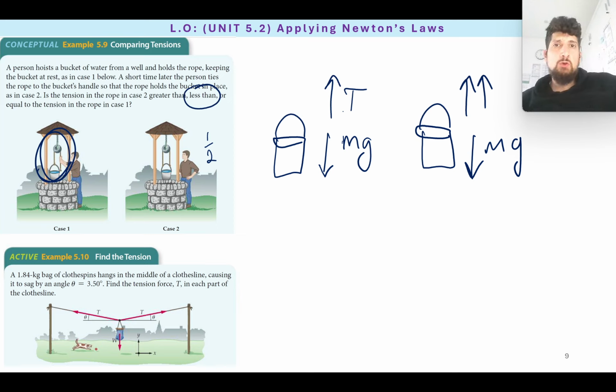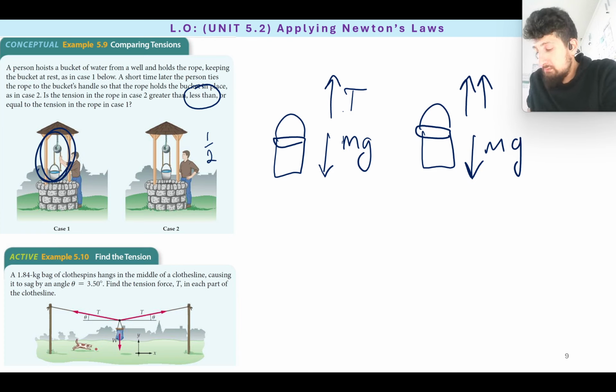What if we have 4 ropes? What if we have 4 instead of 2? What's it going to be then? It's going to be a quarter. Is it? Yes, a quarter. Because each rope will carry a quarter, the same total, but then each rope will carry a quarter of the tension. Let's look at this example here.